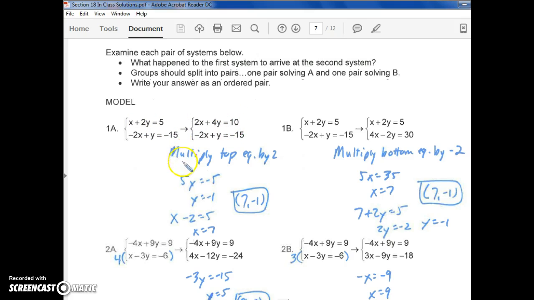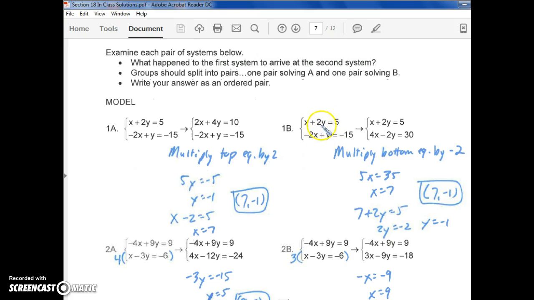So they're asking us what happened to the first system over here to arrive at the second system. On this side over here, we have the same starting equations, x plus 2y equals 5 and negative 2x plus y equals negative 15, but we made a different choice. On this choice, we decided to get rid of the y's. So to do that, I have a couple options, but probably the easiest is to just change one equation, this guy right here.